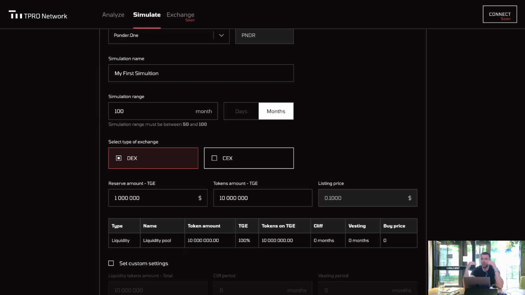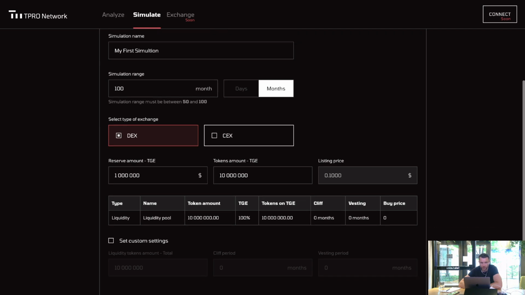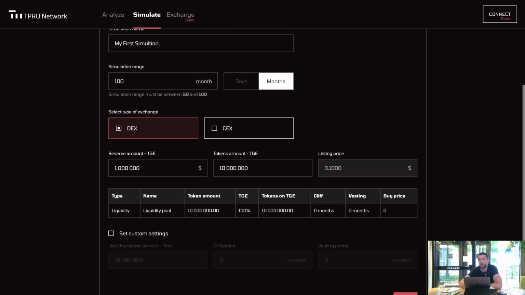It depends on your granularity, how you would like to approach that. So for now we have months. We will add also support for days. And then we are starting with, in our minds, the two most important things when it comes to a token on your market.